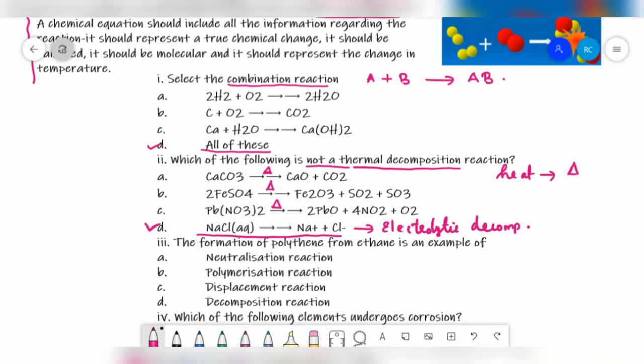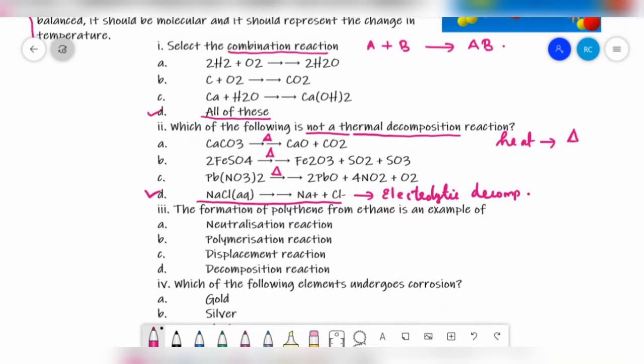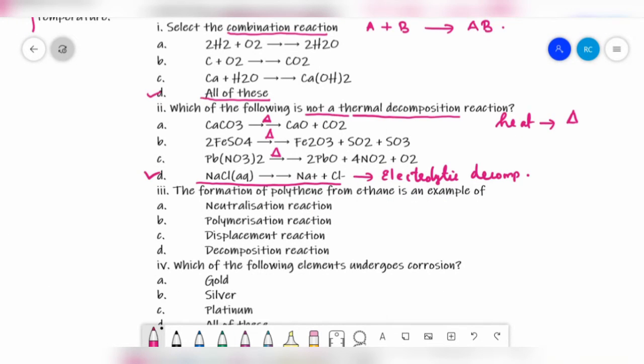Okay. Now the third question. The formation of polythene from ethene is an example of, so ethene undergoes a reaction, and it forms polyethene. So what is the type of reaction they're asking? Is it a neutralization reaction, polymerization, displacement or decomposition? You have not studied this reaction in the first lesson. This reaction we call a polymerization reaction.